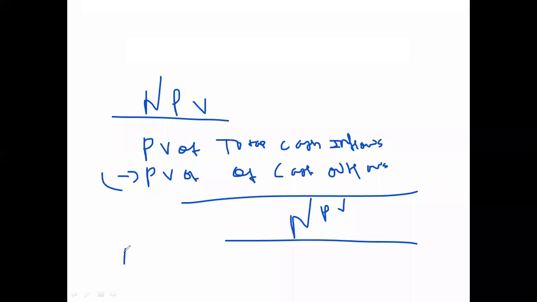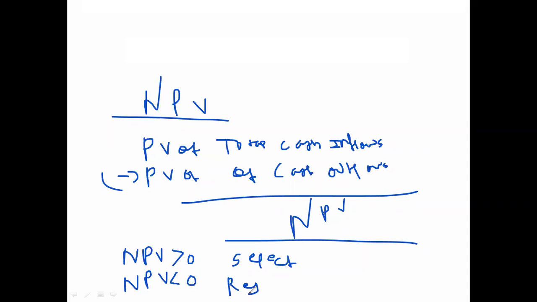How will we select the project? If NPV is positive, that is greater than 0, select the project or accept the project. If NPV is less than 0, reject the project or do not invest in that project. So if we are getting positive NPV, greater than 0, we will select that project or investment. If NPV is less than 0, we will reject that project.